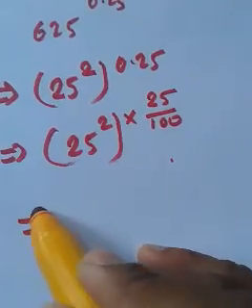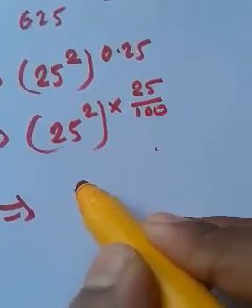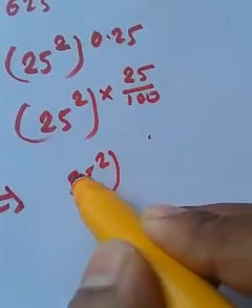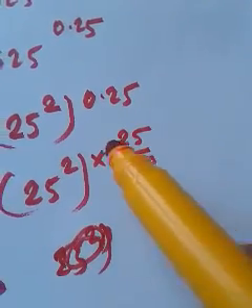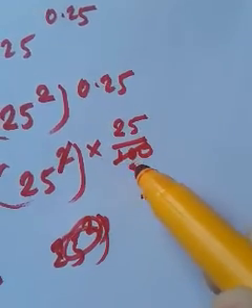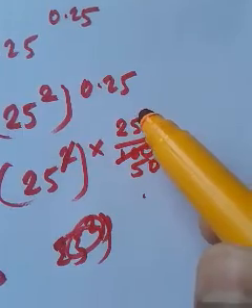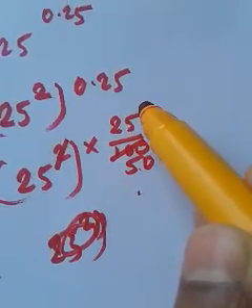This kind of question is a little bit difficult, so those who are able to learn this question, that will be good. So 25 square raised to 25 by 100, you may have understood this much, no? Now you can cancel this 2 and 100, and here 50 will come. And by which number can you cancel 25 and 50? You can cancel by 25.